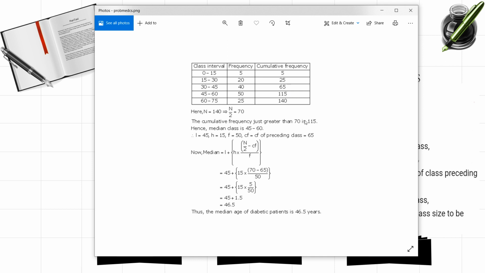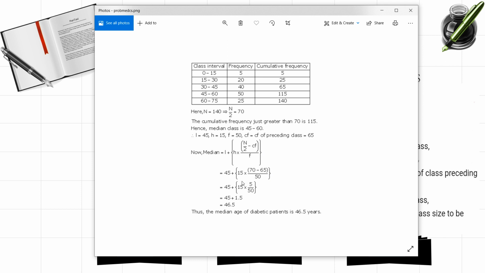Substitute all these values into the formula and after simplifying you will get the answer for median. First of all, n by 2 is 70 and Cf is 65. 70 minus 65 is 5. Divide it by the frequency value of the median class, which is 50. 5 divided by 50 is 1 by 10.